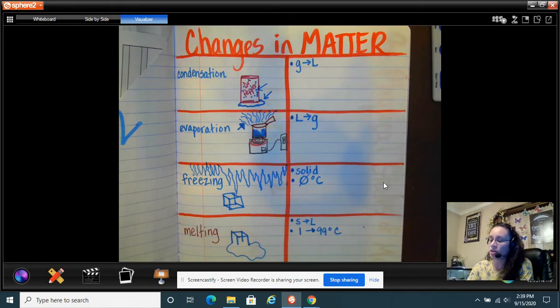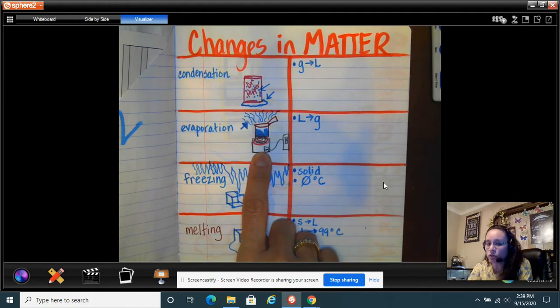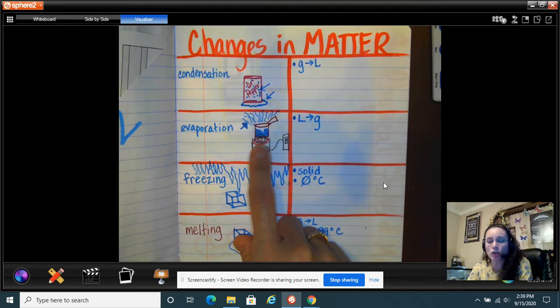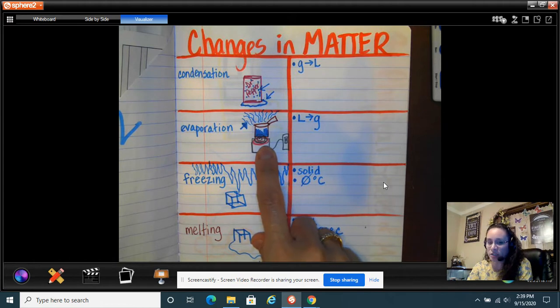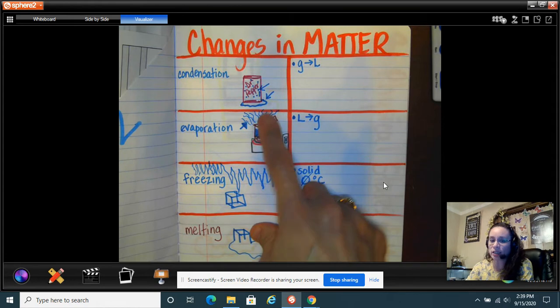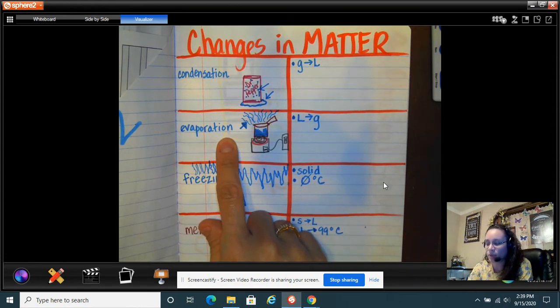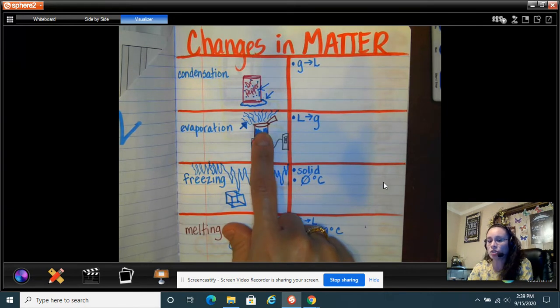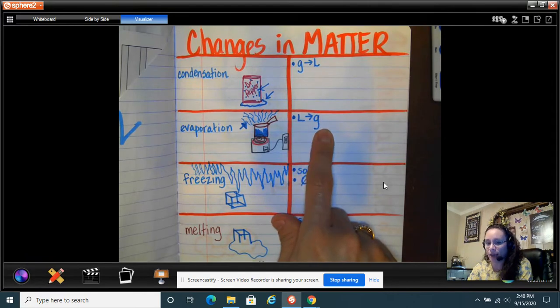So the next word is evaporation. I drew a little mini stove, but in science we call it a hot plate. It's like one part, a quarter of the stove. It is electric, so the detail is you connect it to the wall. And I put it on high. You can tell because the burner is red. I drew the pot with boiling water, and then you see steam. If you're looking at steam, you're looking at the process of evaporation. That means that water, that liquid, is turning into a gas. So I put L to G, that means liquid to gas.